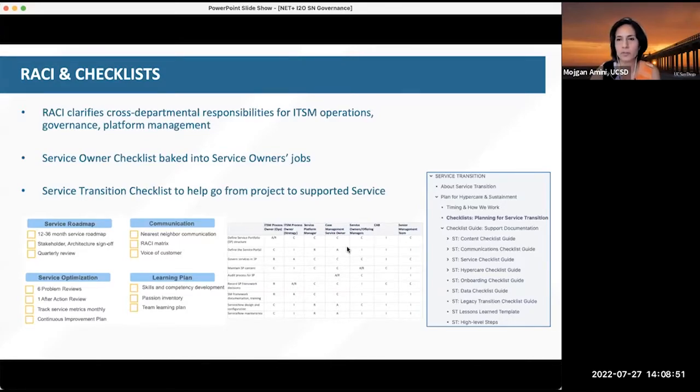Along the way, we introduced other helpers like checklists. For example, we have something called the service owner checklist. It's a set of high-level responsibilities baked into the service owner jobs. We have another checklist called the service transition checklist, and it's part of every project implementation plan. It helps us go from a one-time project effort to an ongoing supported service.